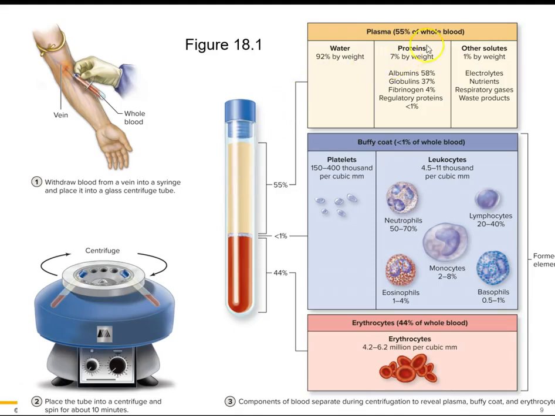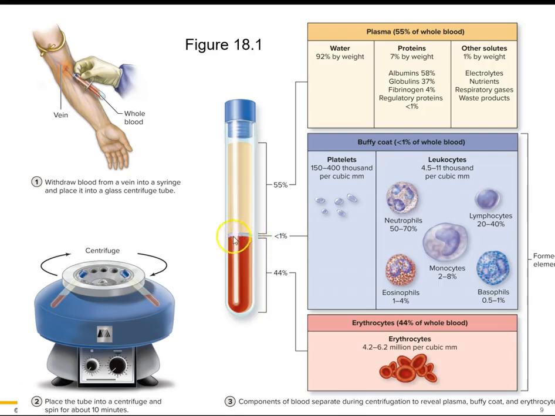This is the plasma, and plasma is going to be made up mostly of water, and then proteins such as albumins, globulins. This will include things like your immunoglobulins, like antibodies, fibrinogen, which is involved in the blood clotting process, and then other solutes as well, so electrolytes, nutrients, respiratory gases, so O2 and CO2, and waste products.